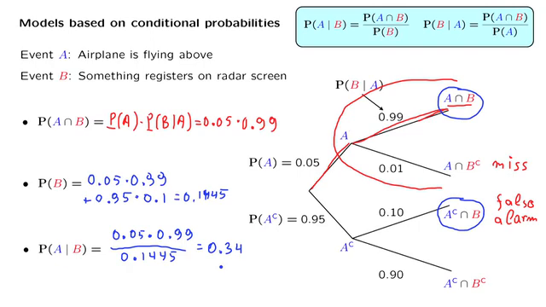So the numerical value of this answer is somewhat interesting because it's pretty small. Even though we have a very good radar that tells us the right thing, 99% of the time under one scenario and 90% under the other scenario, despite that, given that the radar has seen something, this is not really convincing or compelling evidence that there is an airplane up there. The probability that there is an airplane up there is only 34% in a situation where the radar thinks that it has seen something.